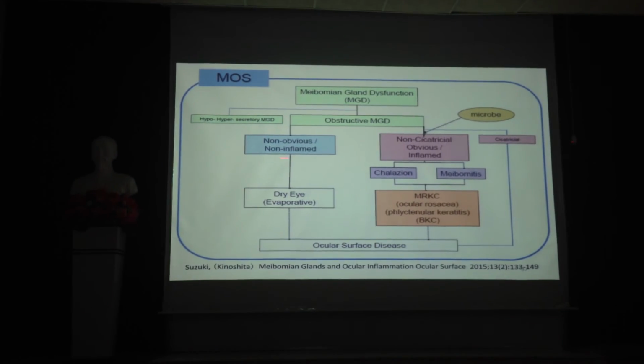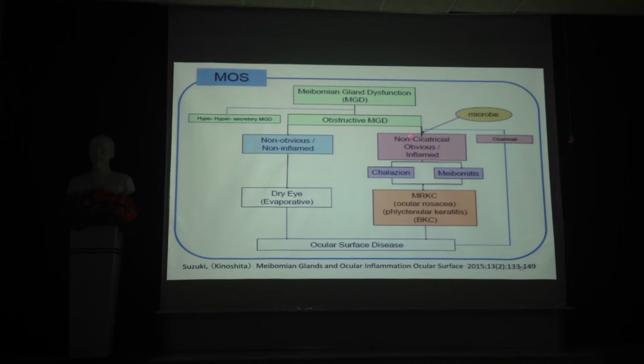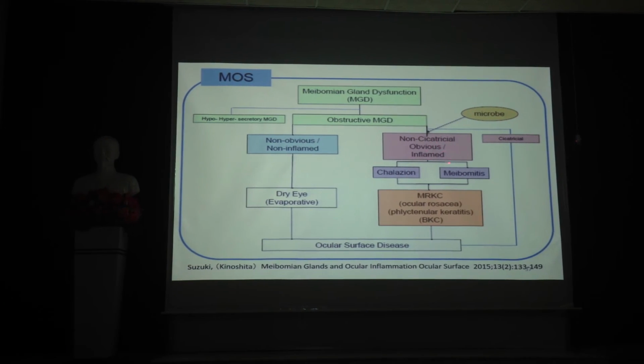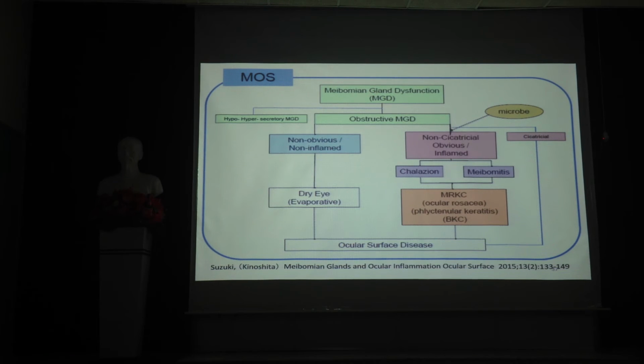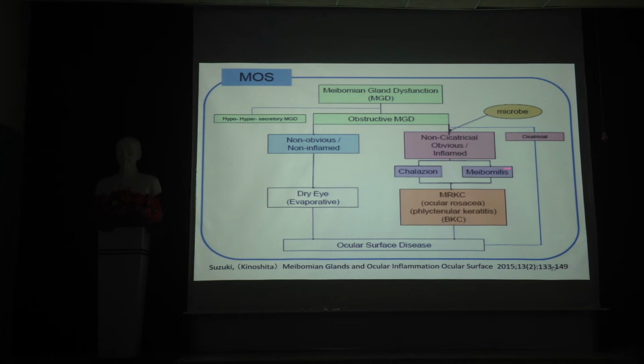Obstructed MGD is divided into two. One is a non-obvious, non-inflamed MGD. The other is an obvious inflammation type. And then this situation is also divided into two. One is, as you may know, chalazion. Chalazion is one of the inflamed MGD related. The other is meibomitis. Meibomitis eventually makes four different named ocular surface disorders. We call meibomitis related keratoconjunctivitis, or ocular rosacea, or phlyctenular keratitis, or childhood peripheral keratoconjunctivitis.